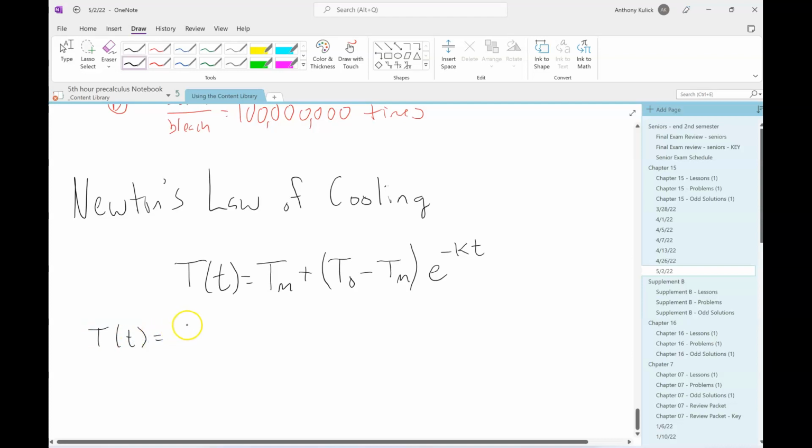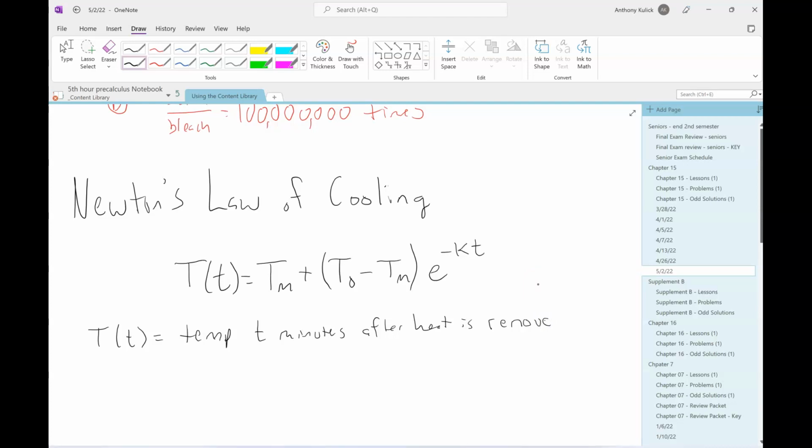So T of t is the temperature, t minutes after the heat is removed. So after you take your pot off the stove, or after your microwave goes off, or after you pull your sword out of the furnace, if you're a medieval blacksmith or something. Everybody's cool?